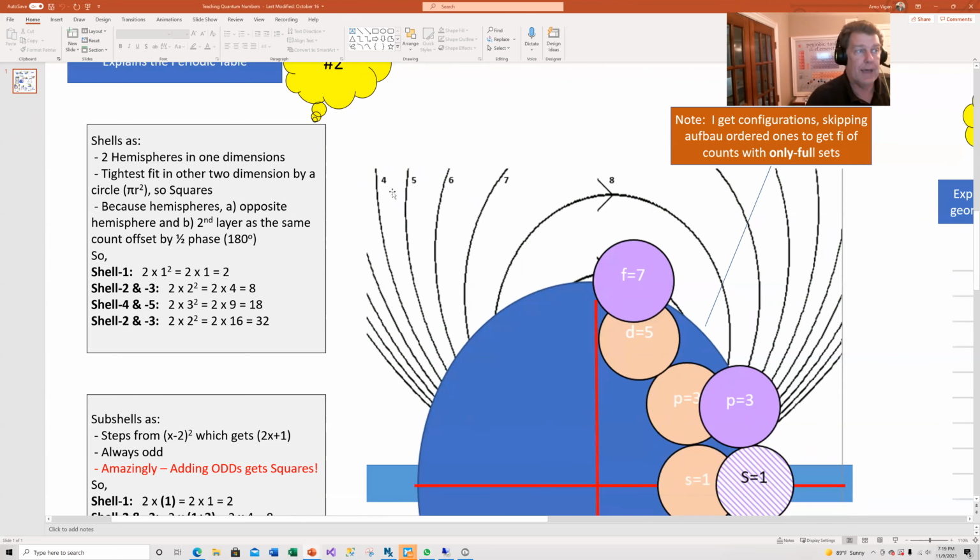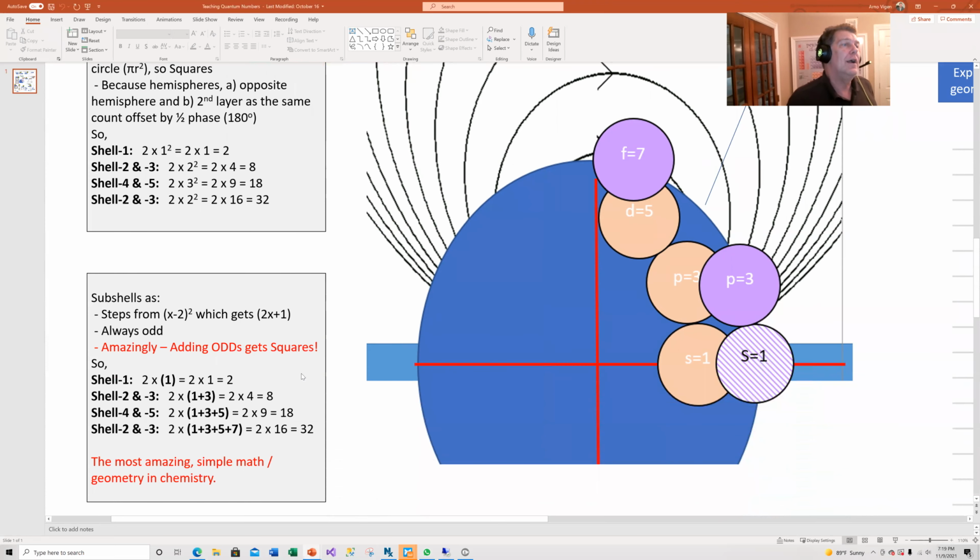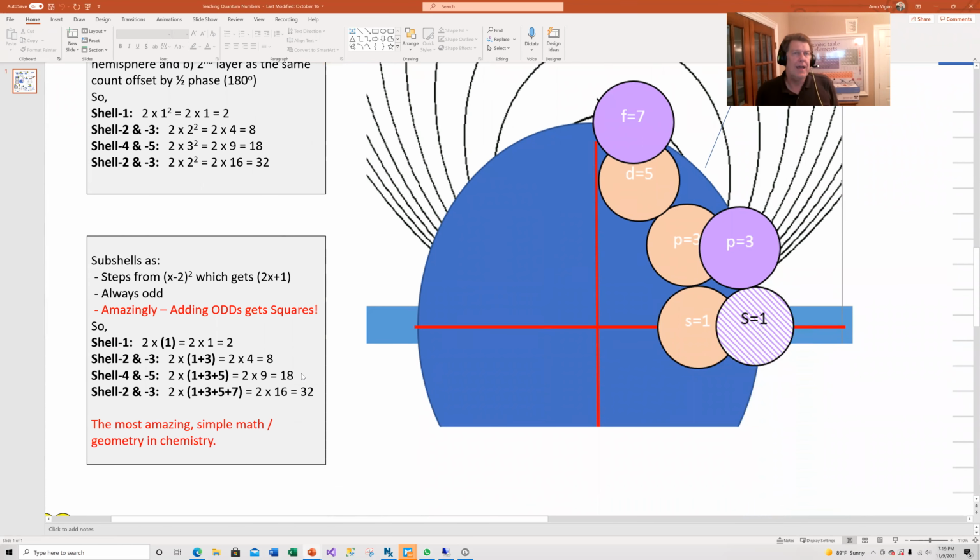So that's why you get these strategies, okay? But there's even one more amazing thing. Adding the odd counts gets the squares. What do I mean? Well, look, if you take 2 times 1, that equals 2. But now take 1 plus 3, the odds, and you get 4. Well, that's the same 4 we had up here.